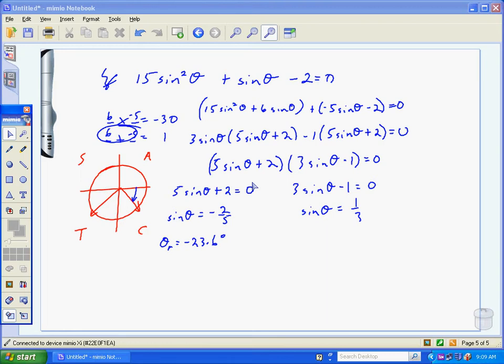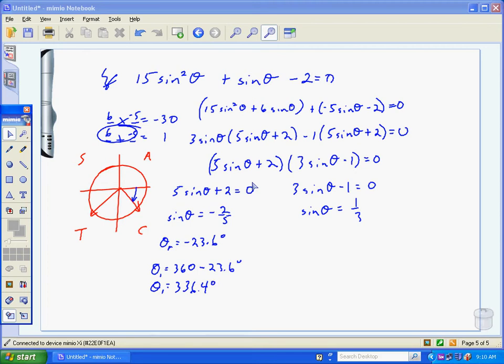360 subtract, yeah. So our theta 1 would be 360 minus 23.6, right? So 360 minus 23.6 degrees. So our first angle is going to be 336.4. Is that right? Think so? So there's our first angle.